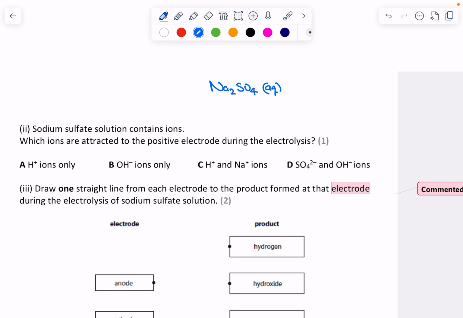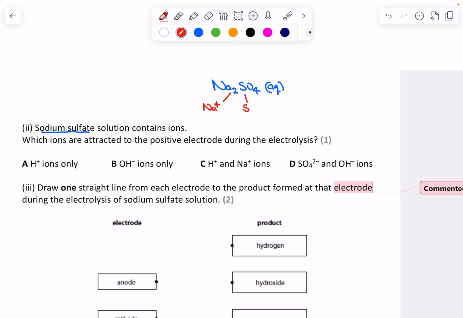So to answer this question here, we need to work out which ions are contained inside the sodium sulfate. So the sodium sulfate part, we have got sodium ions, which are positive ions, they live in group 1. And we're also going to have sulfate ions. Now, if you've forgotten the charge on this, because the sodium ions have a positive charge and there's 2 of them, to cancel this out, this must have a 2 minus charge. So let's put that on there as well.